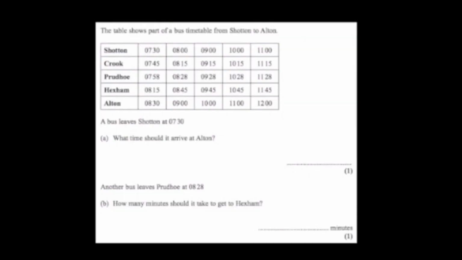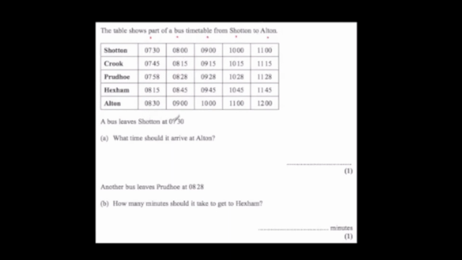Okay, and our last question. This time we've got a timetable, and we've got our bus timetable from Shotton to Alton. And the question says a bus leaves Shotton at 7:30 in the morning. So it's this bus here. Remember, each one of these columns is a bus. So that's bus 1, bus 2, bus 3, bus 4, and bus 5. So each bus goes from Shotton to Crook to Prudhoe to Hexham to Alton. That's bus 1, the next bus, the next bus, the next bus, and the last bus.